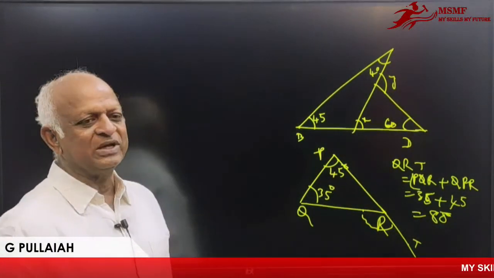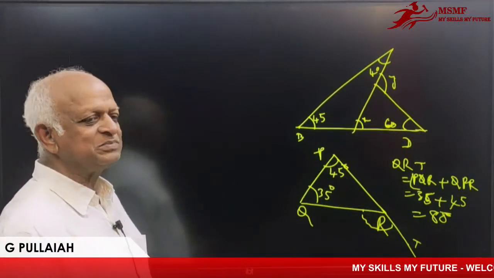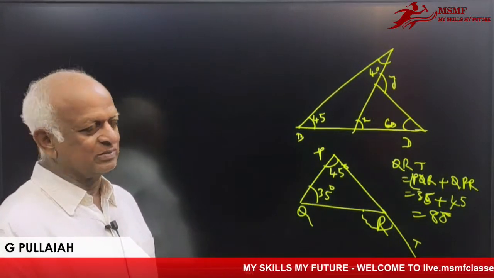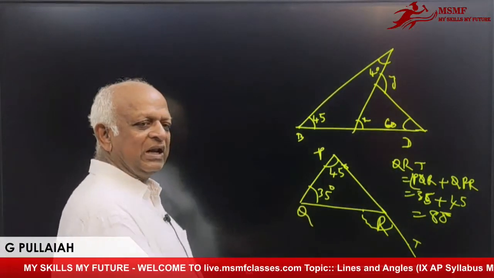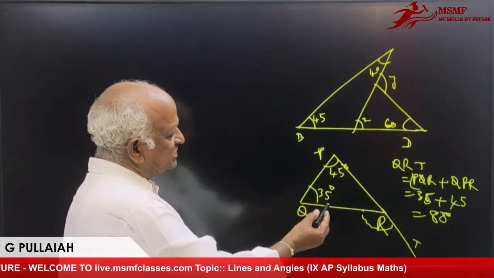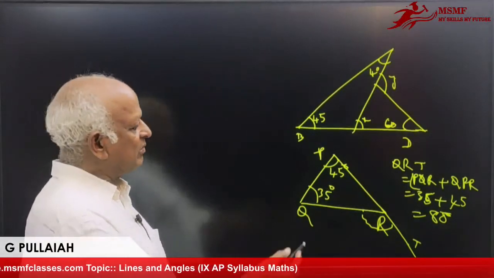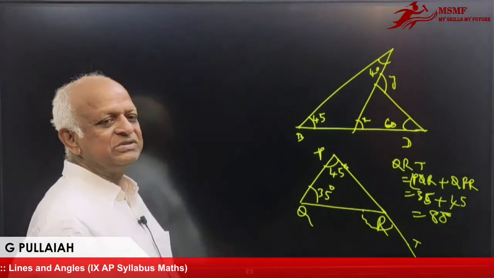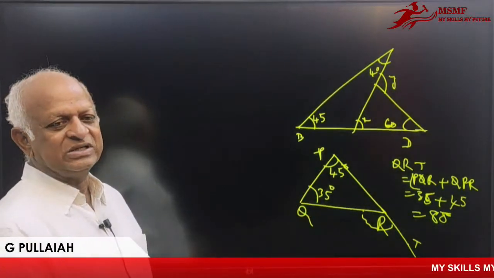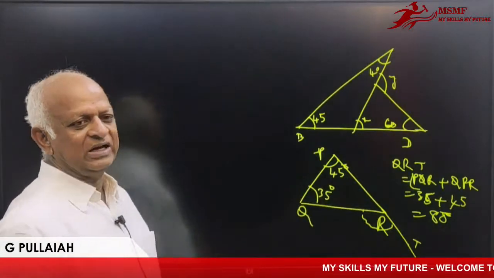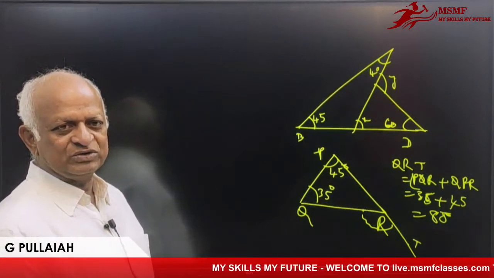So this is one of the important concepts and we should be well versed with it, please. So what is this concept? In a triangle, an exterior angle formed by producing any side is equal to the sum of the two interior opposite angles. Hope that it follows. Clear?